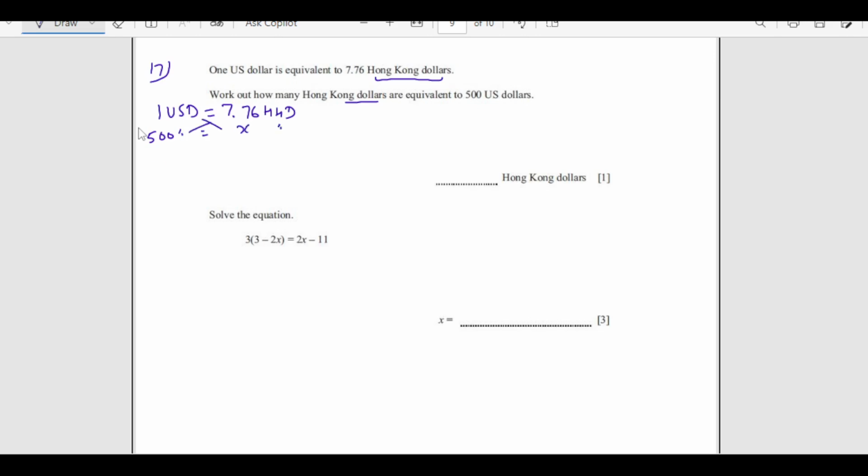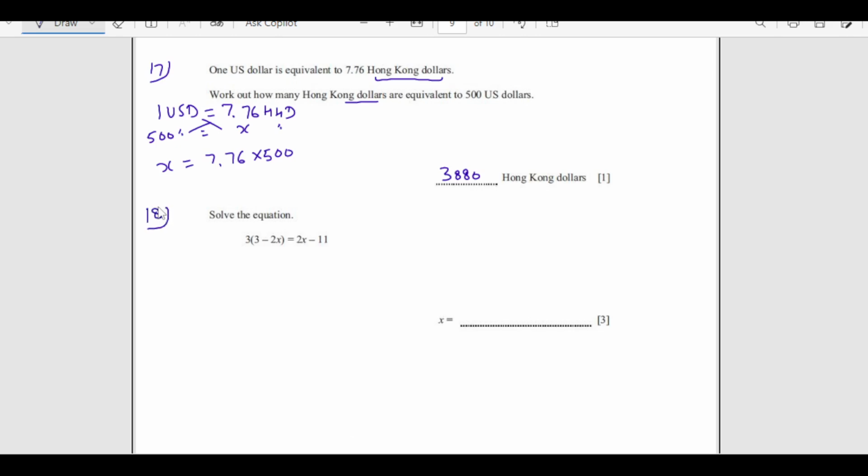So just cross multiply. So this is 7.76 times 500. So we are just going to multiply that to get that answer. 7.76 times 500. It is 3,880 Hong Kong dollars, right? Now next question we have here, solve the equation.